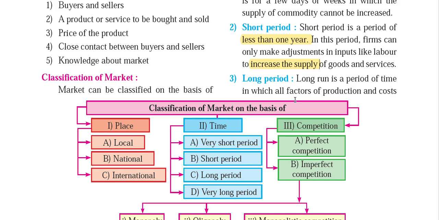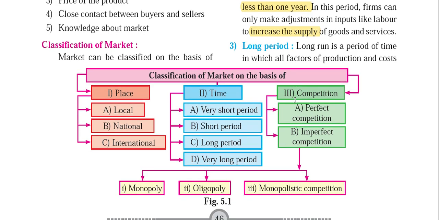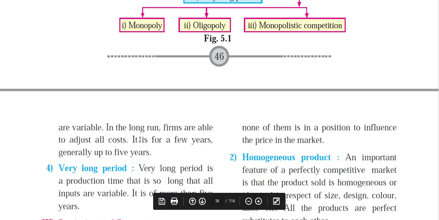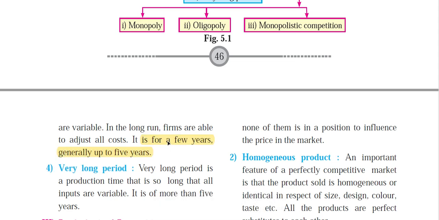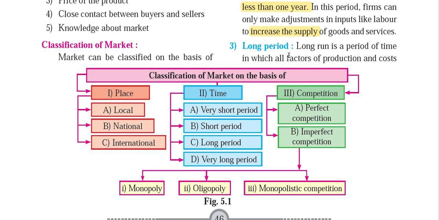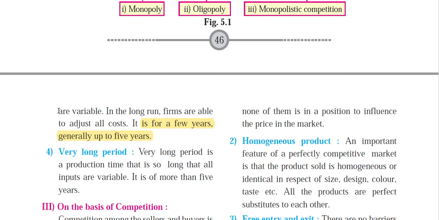And finally, coming to long period, since long period is between 1 to 5 years, that is for a few years, generally up to 5 years. So over here, just because the time is increased, cost can be reduced. Why? Because over here all factors of production and cost are variable.